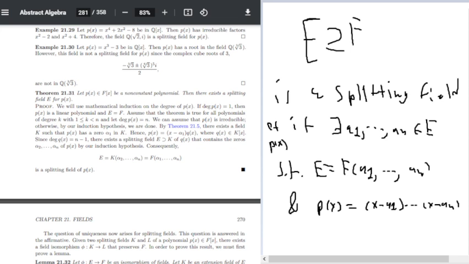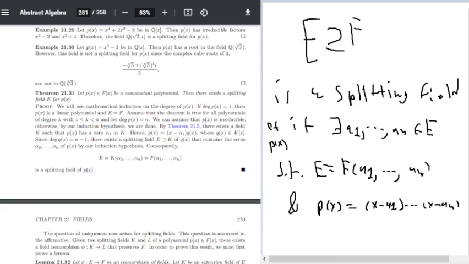Alright, theorem 21.31. Let p of x in F of x be a non-constant polynomial. Then there exists a splitting field E for p of x. Proof. We will use mathematical induction on the degree of p of x. If the degree of p of x is equal to 1, then p of x is a linear polynomial, and E is equal to F. Assume that the theorem is true for all polynomials of degree k, with 1 less than or equal to k less than n, and let the degree of p of x be equal to n.